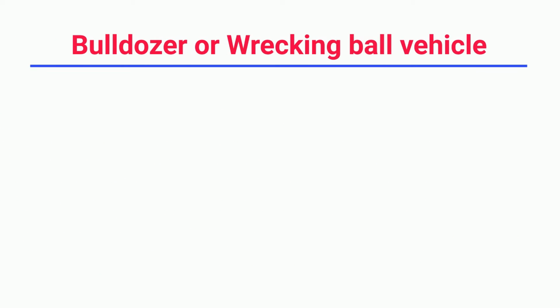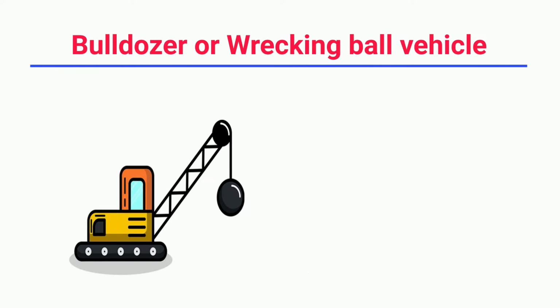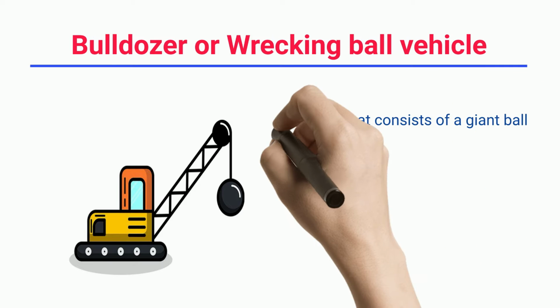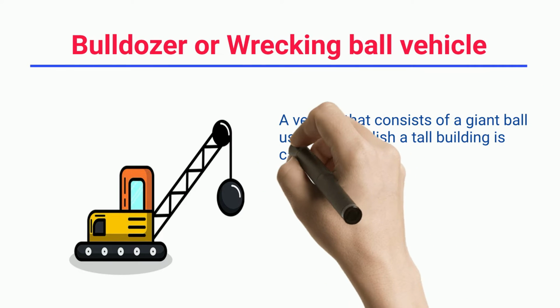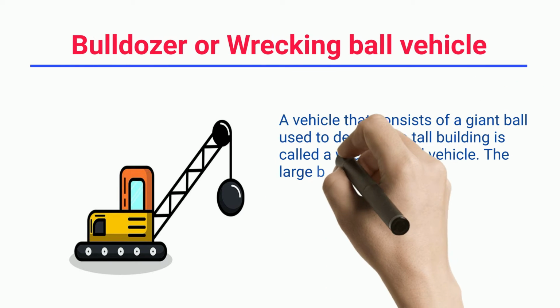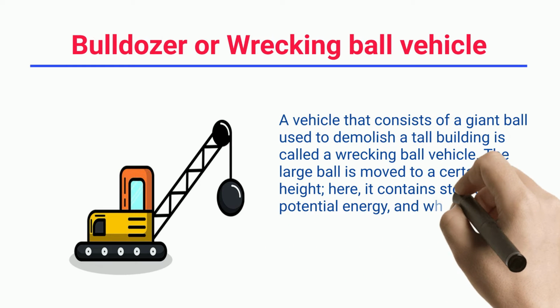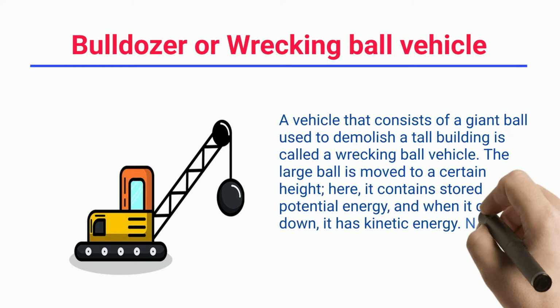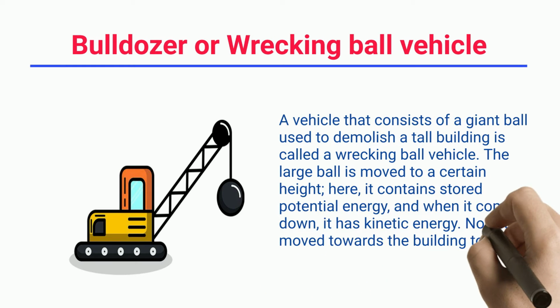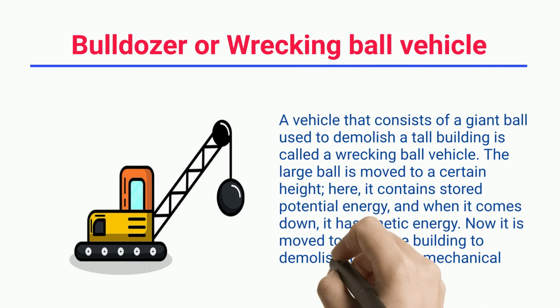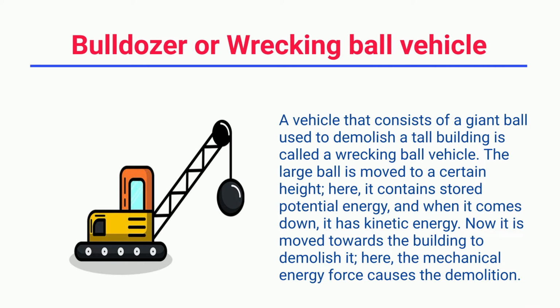Bulldozer or wrecking ball vehicle. A vehicle that consists of a giant ball used to demolish a tall building is called a wrecking ball vehicle. The large ball is moved to a certain height. Here, it contains stored potential energy, and when it comes down, it has kinetic energy. Now it is moved towards the building to demolish it. Here, the mechanical energy force causes the demolition.